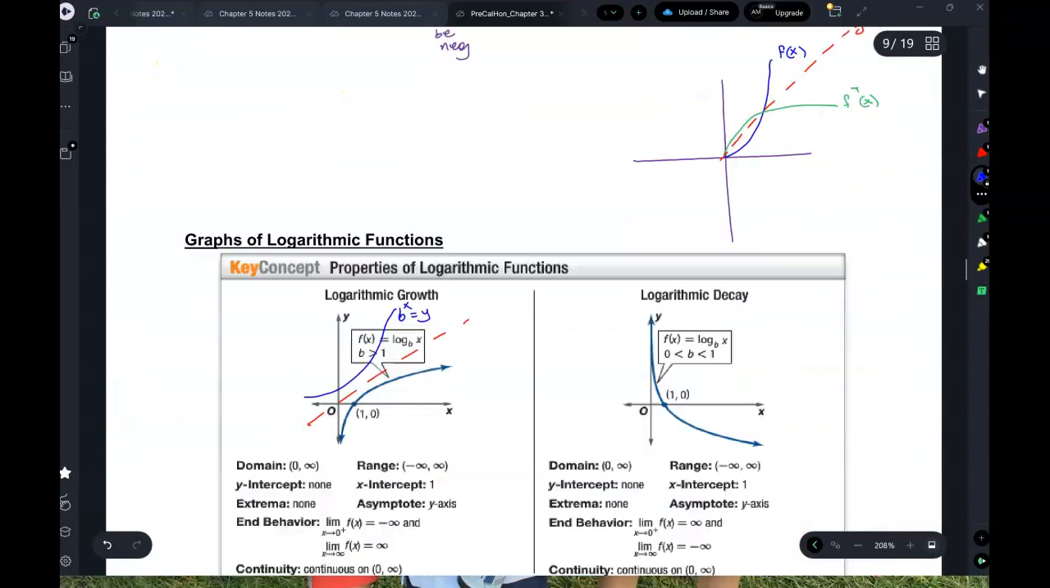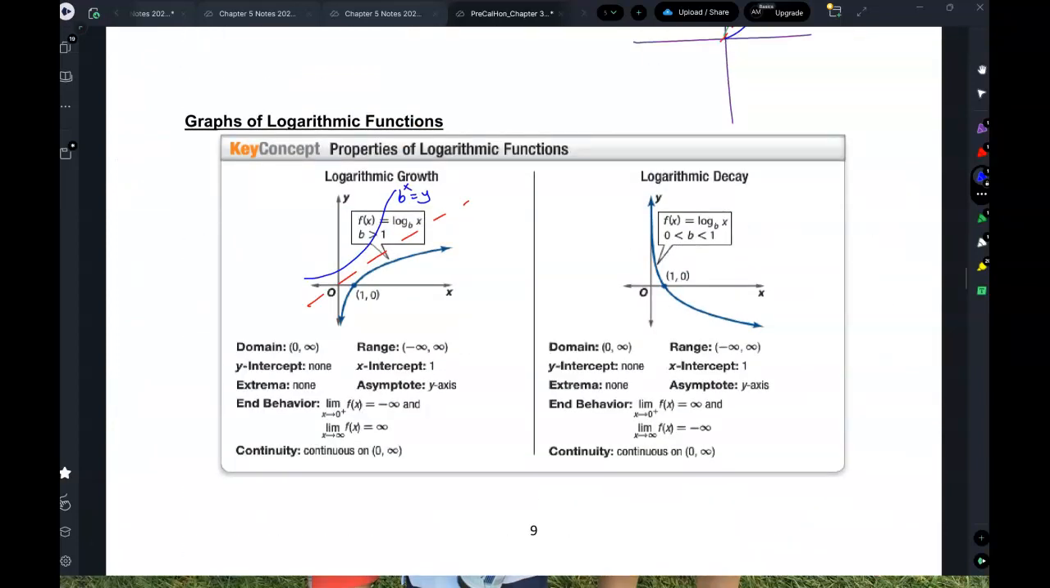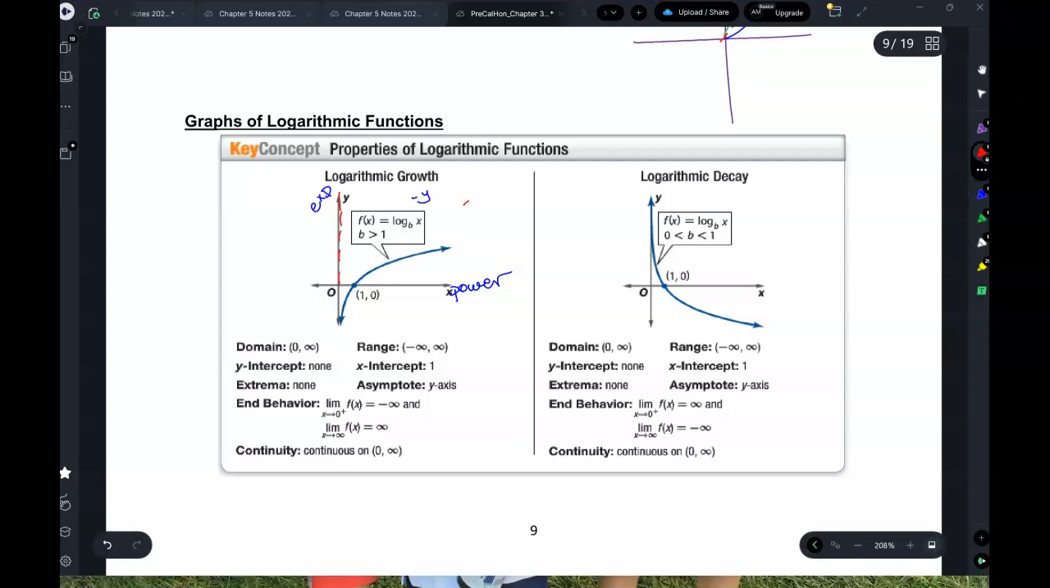This time, the exponents are graphed here, and the power is graphed here. So if you take a look, if I erase this, this has a vertical asymptote right here. And so domain and range are switched. Domain goes from 0 to infinity. The range is all real numbers this time.